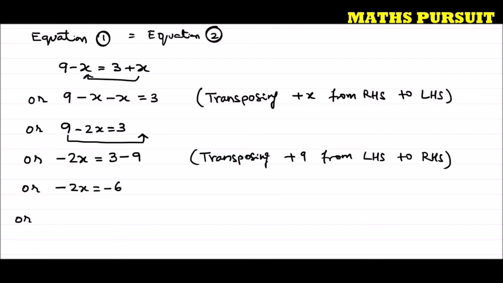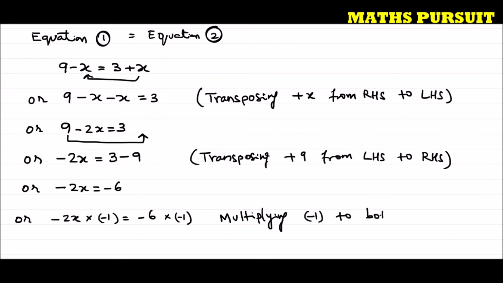Or I can write minus 2x into minus 1 is equal to minus 6 into minus 1. What I am doing here? Multiplying minus 1 to both sides.